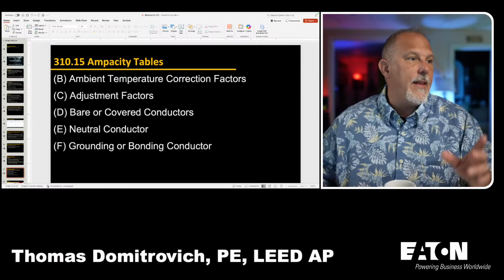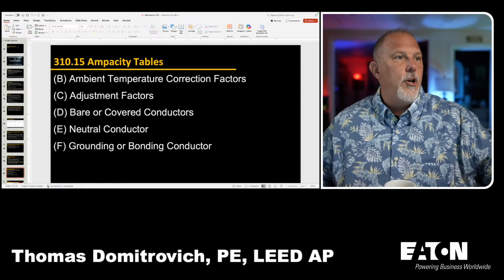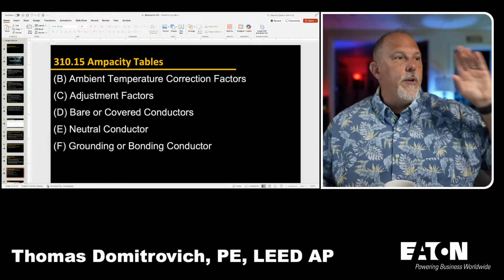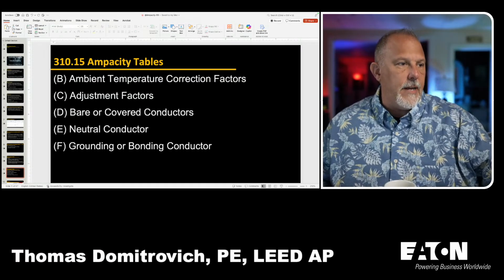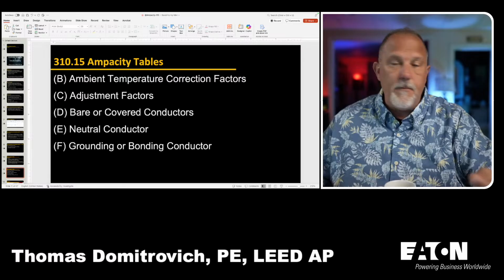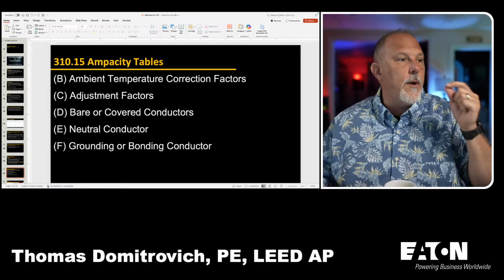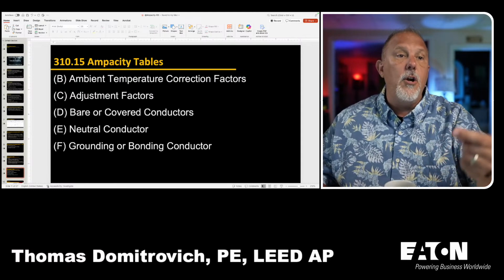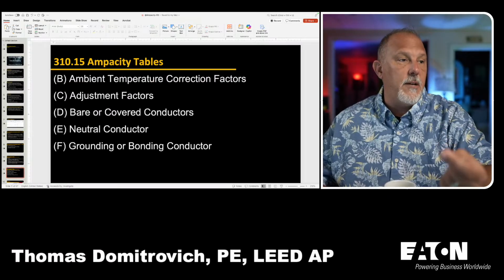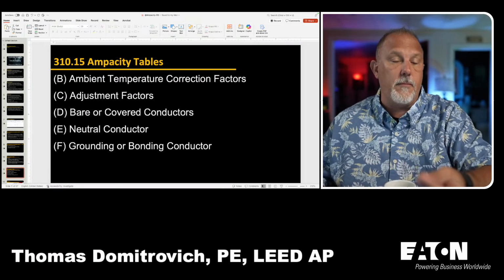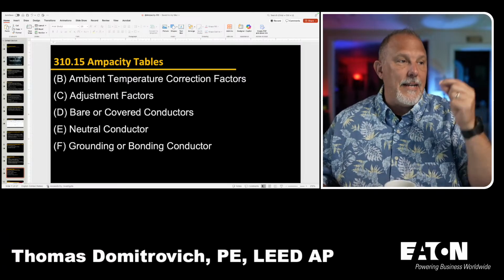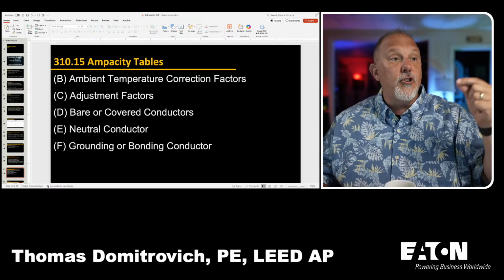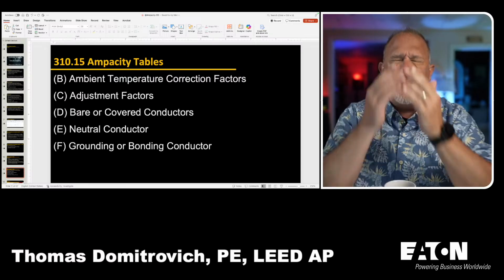What is B is ambient. That's your rooftop. You have your general requirements, ambient temperatures. You have your adjustment factors, which is more than 3 current carrying conductors in a raceway. And then you have a raceway spacing. And then D is bare or covered conductors, where bare or covered conductors are installed with insulated conductors. The temperature rating of the bare or covered conductor shall be equal to the lowest temperature rating of the insulated conductors for the purpose of determining ampacity. And then E is neutral conductor. This is your neutral conductor shall be considered current carrying in any of the following. So remember, okay, so this is an important one.